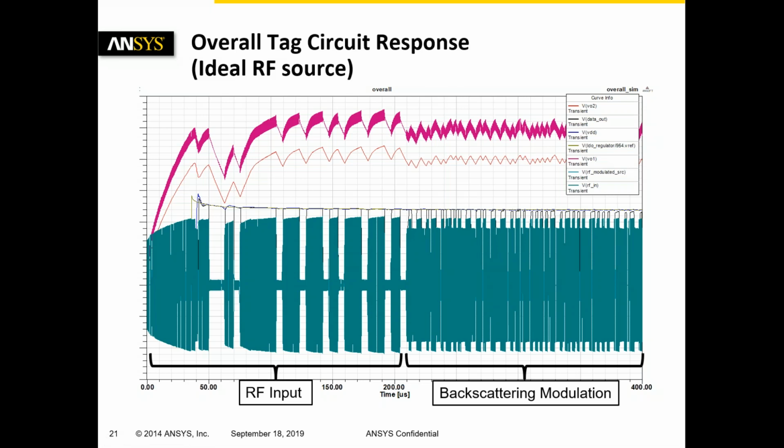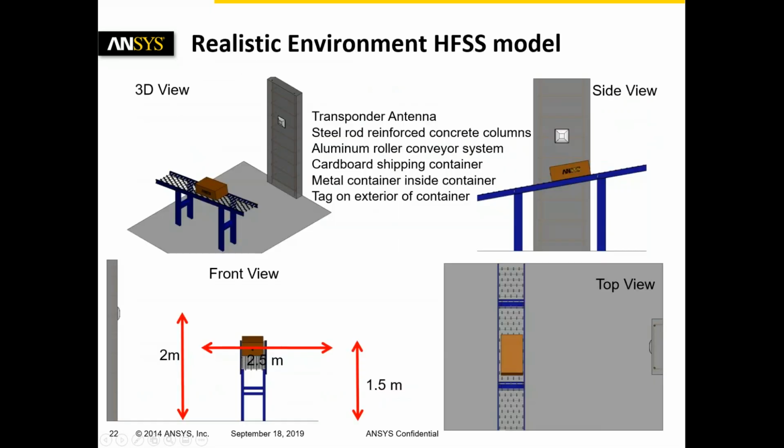demodulated digital sequence. So as you can see, after the 200 microsecond mark, the reader starts to send out constant waves. But we can see the amplitude of the RF input on the tag goes up and down, which is a clear indication of backscattering modulation by the tag circuit. So that was pretty much for the detail of the simulation.